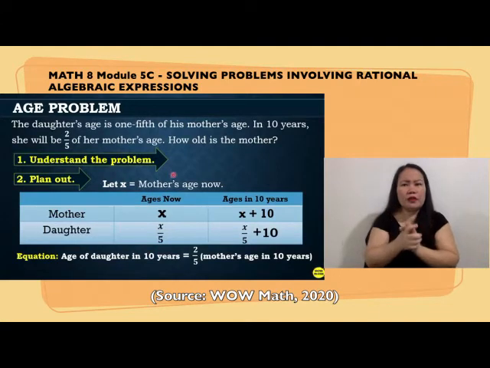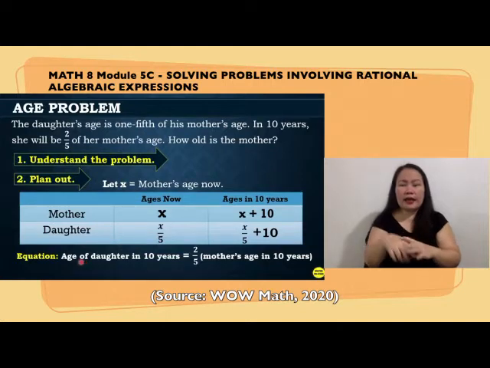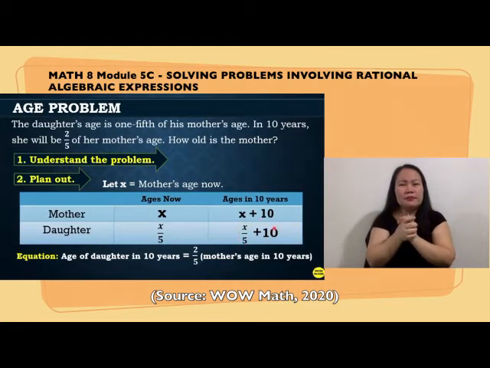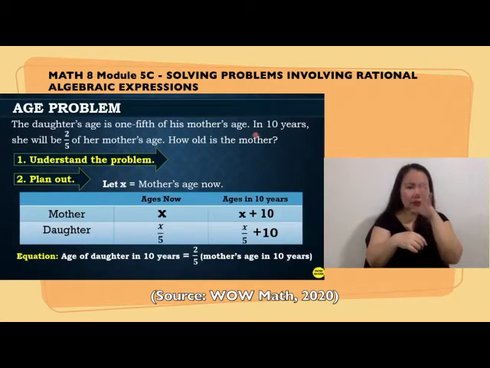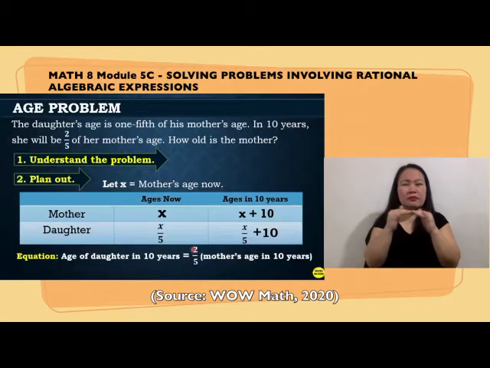So, since we are looking for the age of the mother now, so the equation will be the age of daughter in 10 years. So, ito yung age of daughter in 10 years. After 10 years daw, ang age ng daughter ay 2/5. Kung babalikan natin yung problem, in 10 years, she will be 2/5 of her mother's age. So, ito yung age ni daughter in 10 years na equal daw sa 2/5. Ito yung nasa problem, based on the given problem, 2/5 ng age ng mother niya naman in 10 years.